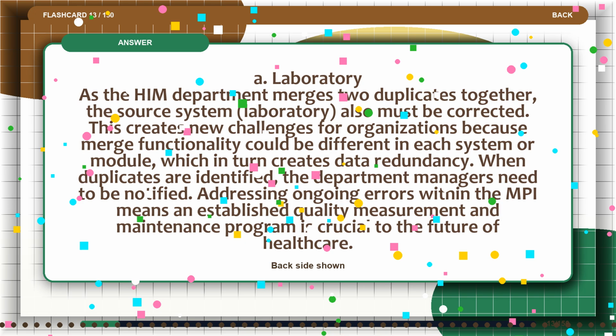The answer is A. Laboratory. As the HIM department merges two duplicates together, the source system laboratory also must be corrected. This creates new challenges for organizations because merge functionality could be different in each system or module, which in turn creates data redundancy. When duplicates are identified, the department managers need to be notified. Addressing ongoing errors within the MPI means an established quality measurement and maintenance program is crucial to the future of healthcare.